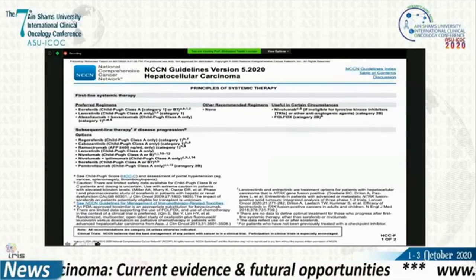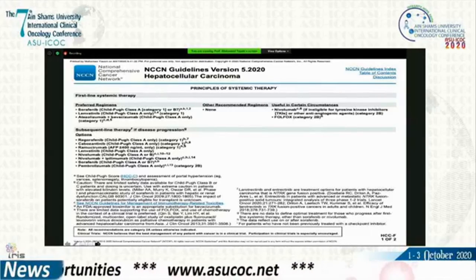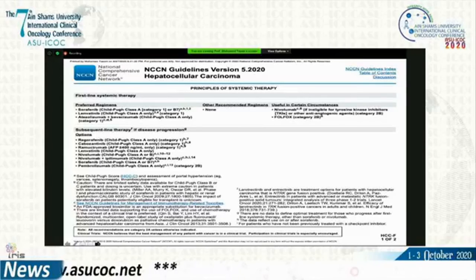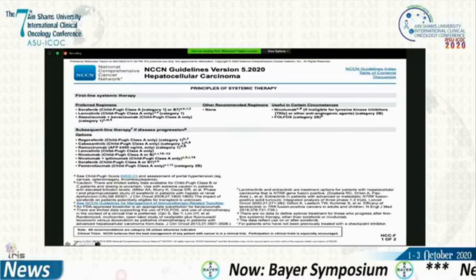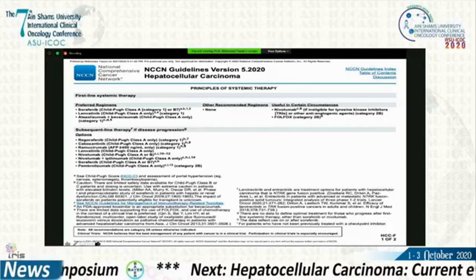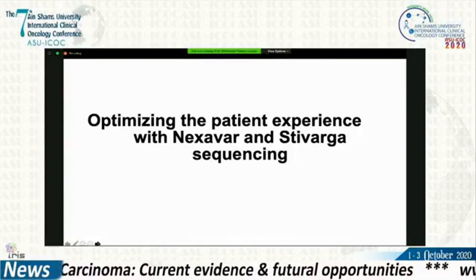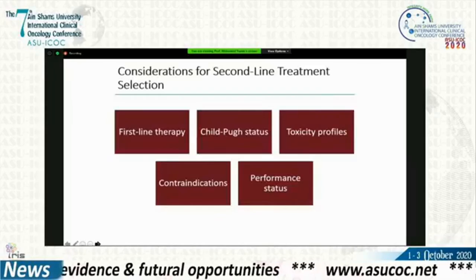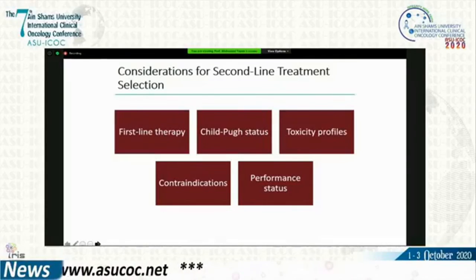So these are the NCCN guidelines, and first line we have sorafenib, lenvatinib, atezolizumab, and based on the positive result of CheckMate 459 regarding overall survival, although it is a negative trial, the highest overall survival achieved with a single-arm IO was 16.4 months for nivolumab. So if a patient cannot tolerate combination IO or a TKI, nivolumab is an option. So, optimizing the patient experience with Nexavar and Stivarga sequencing. Considerations for second-line treatment selection: first-line therapy, Child-Pugh status, toxicity profile, contraindications, and performance status.